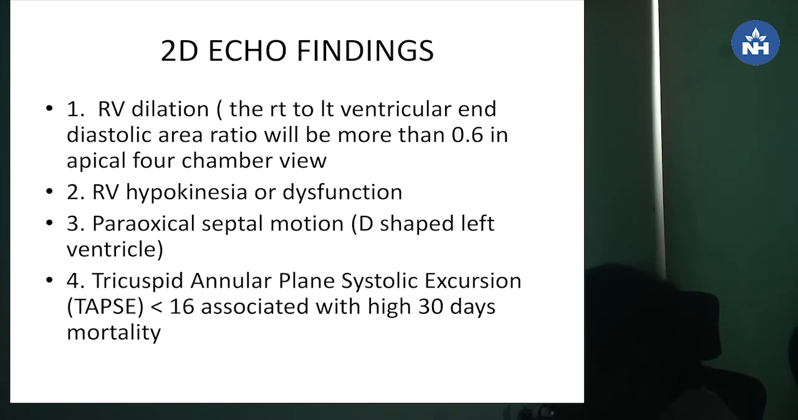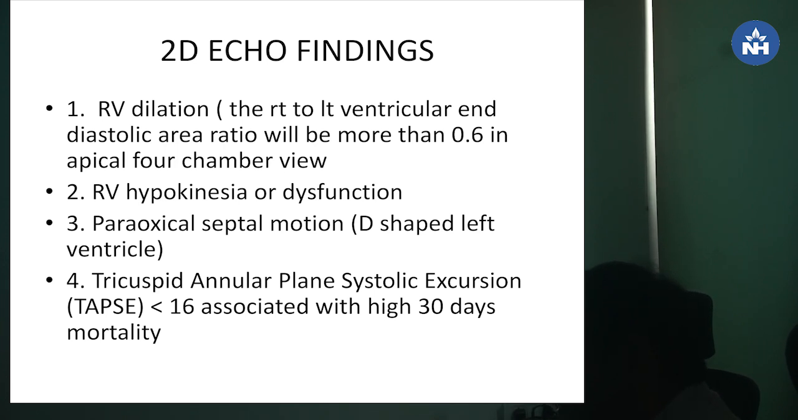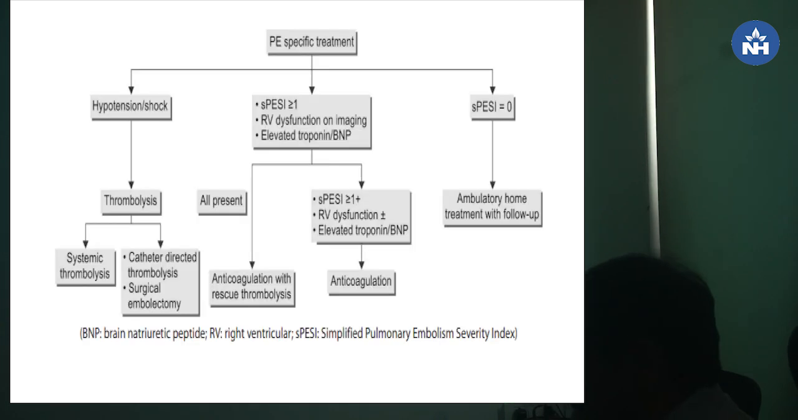Now 2D echo findings in pulmonary embolism. One is RV dilatation, right ventricular hypokinesia or dysfunction, paradoxical septal motion, D-shaped left ventricle, and tricuspid annular plane systolic excursion less than 16, associated with high risk for 30 days mortality.